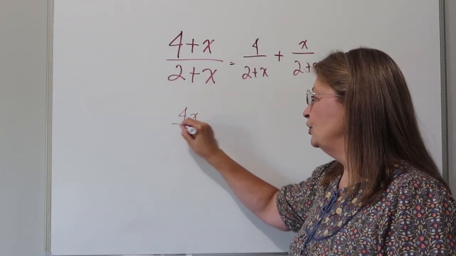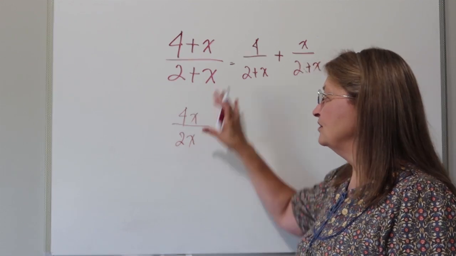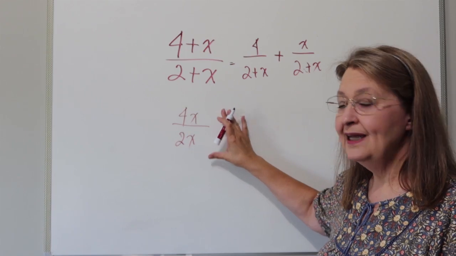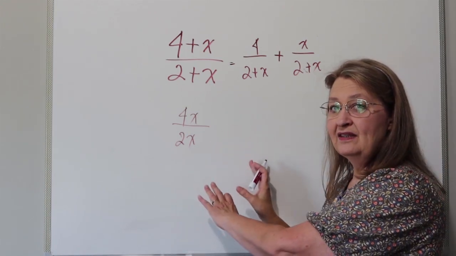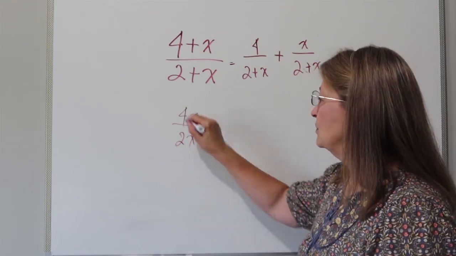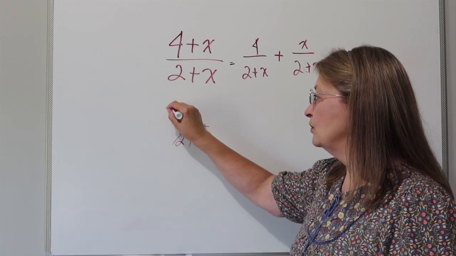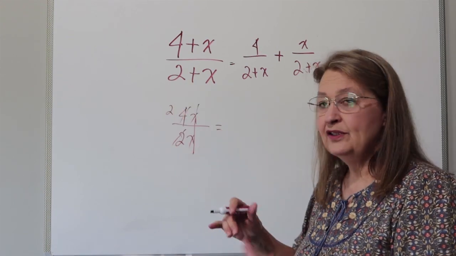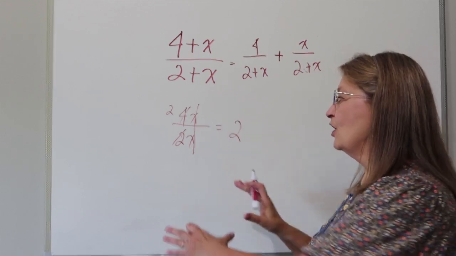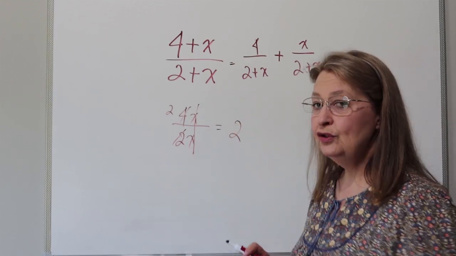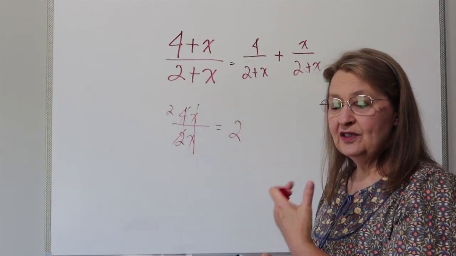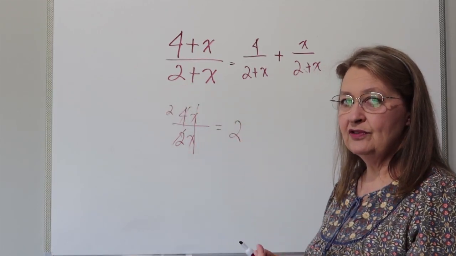If you had a problem like this, now what's the difference here? These are added, these are multiplied. If you had this, then you could reduce. The 4 and the 2 would reduce down to 2. The x and the x would reduce to 1. 2 times 1 is 2. So multiplied, you can reduce. Added, which makes them terms instead of factors, you cannot reduce that.